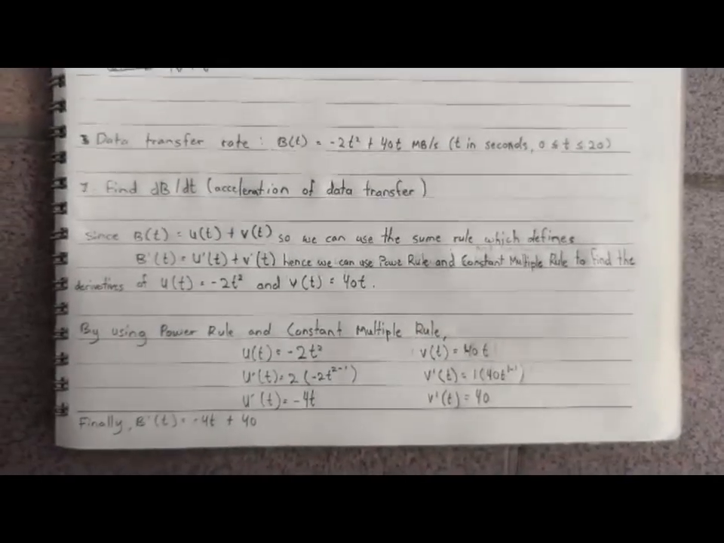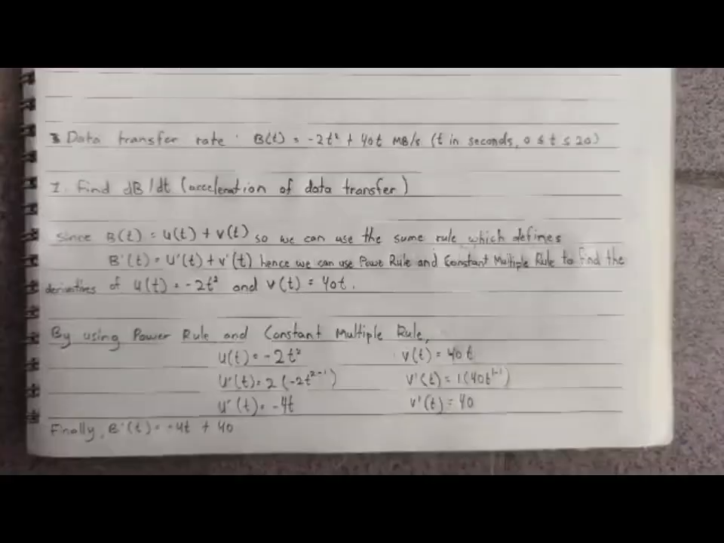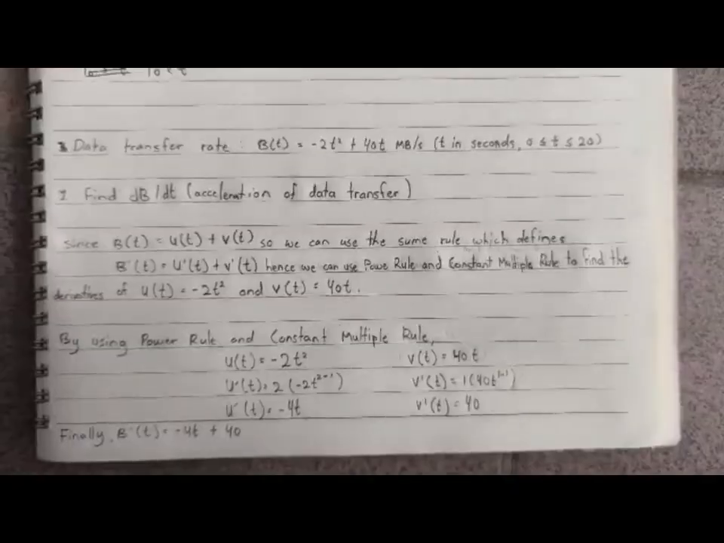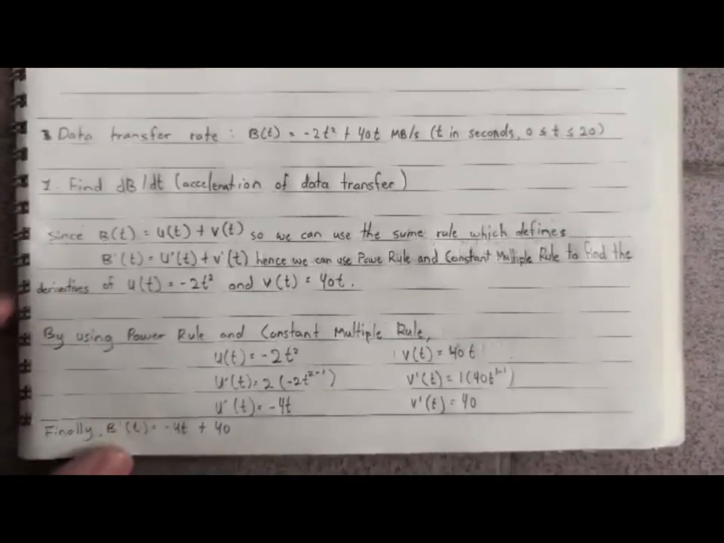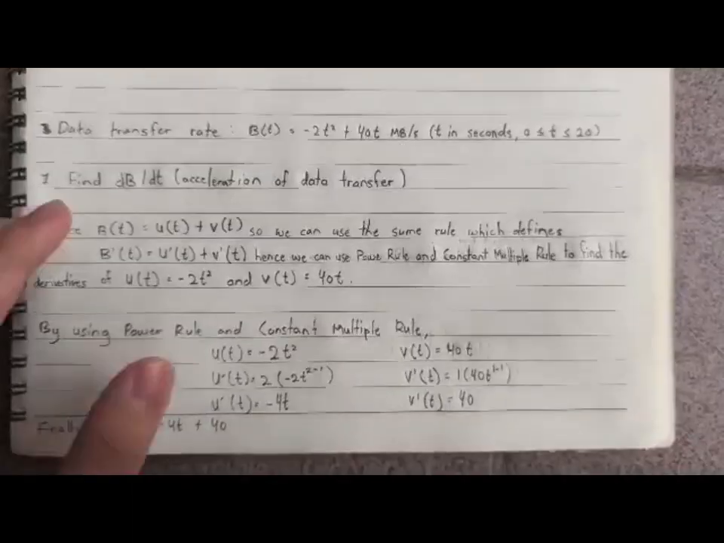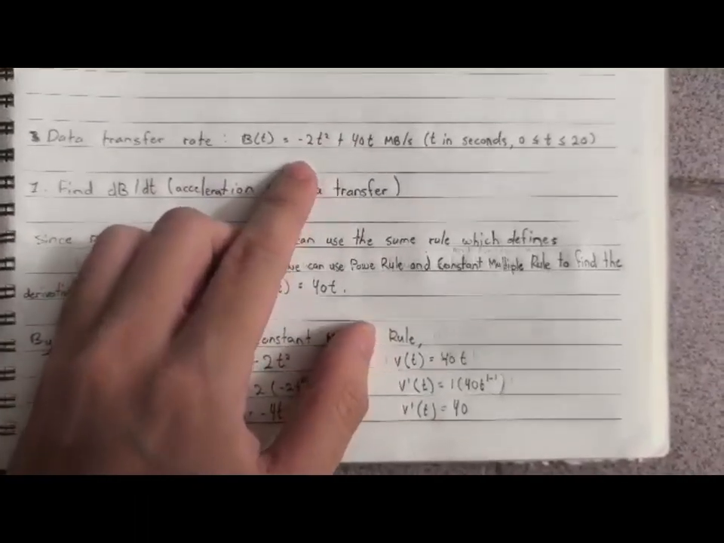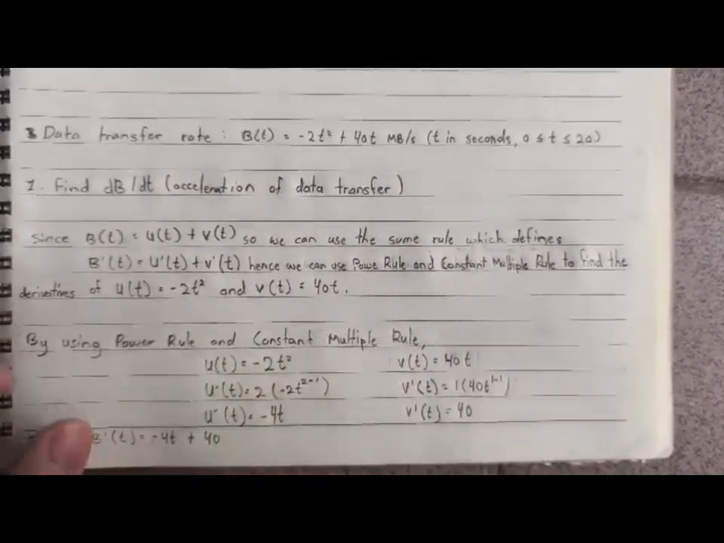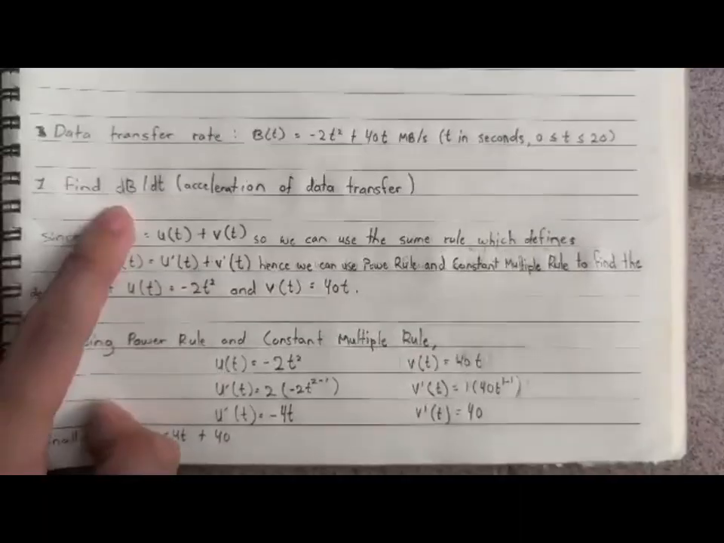Very good greeting to the viewers. Today I'm going to explain the data transfer rate and how we find the acceleration of data transfer. We are given the equation B(t) equals negative 2t squared plus 40t, and the question asks us to find the acceleration.